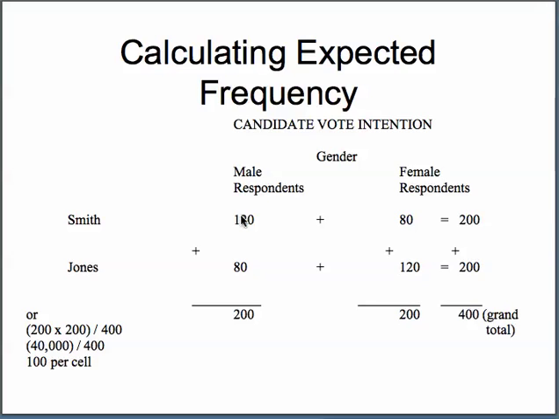For cell 1, the row total is 200. The column total is 200. 200 times 200 is 40,000. Divide that by the total number of cases, or 400. We find the expected frequency for cell 1 to be 100. In fact, we see that for each cell, since the row total and the column total always multiply to 40,000, the expected frequency is always 100 for each cell.